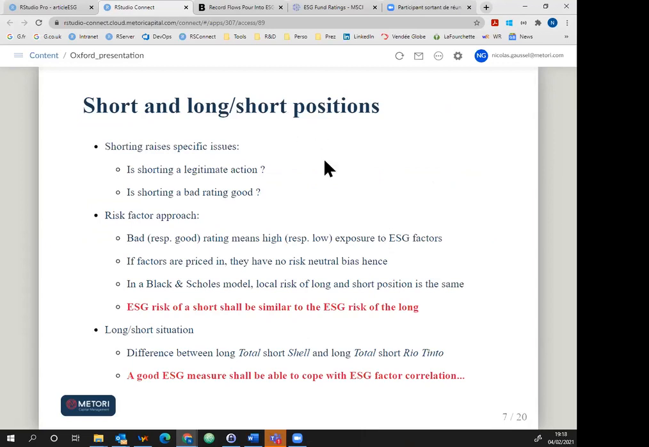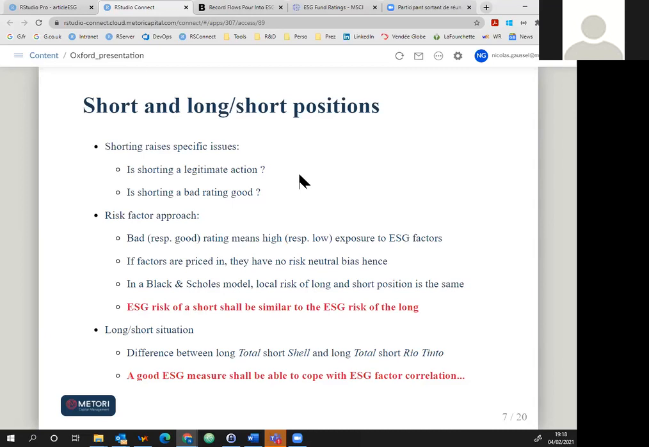Short and long short positions. So the way the discussion starts in many situations regarding shorts depends on the region, and people in continental Europe do not necessarily have the same view as people in the UK or in the US, but generally it is simply: is shorting a legitimate action? So is it legitimate? And then after, you move to: is shorting good or bad? And then, is shorting a bad rating good? Is shorting a good rating bad?